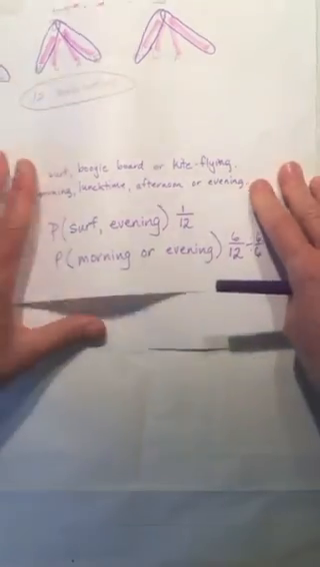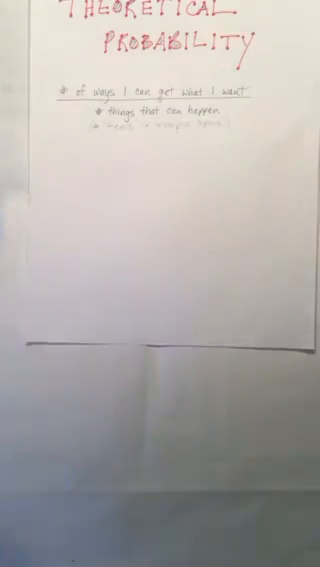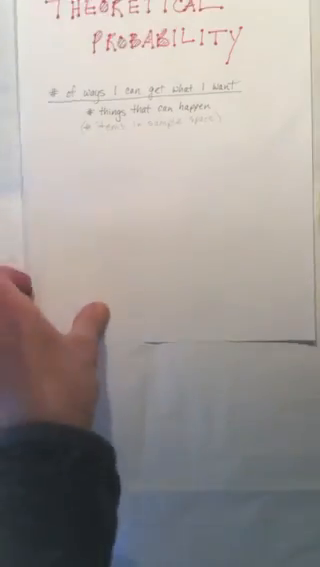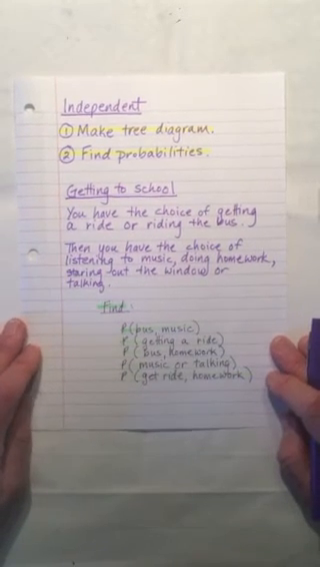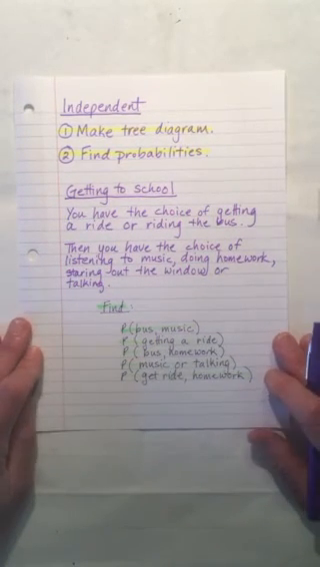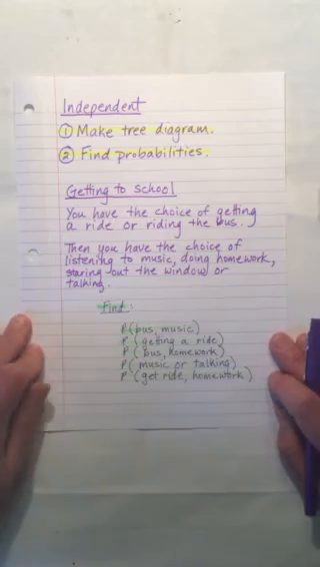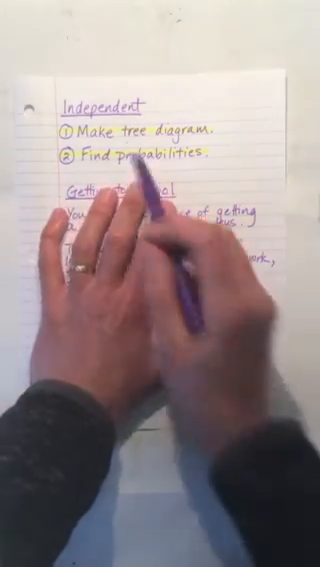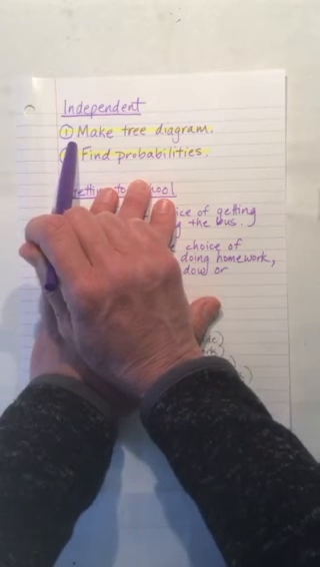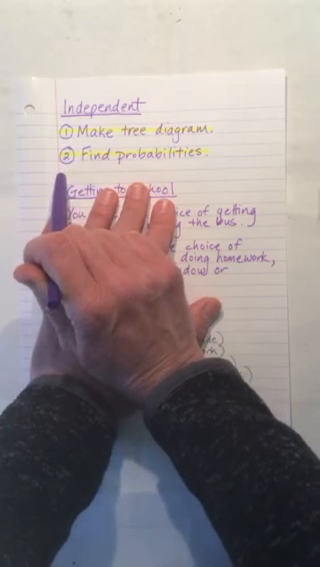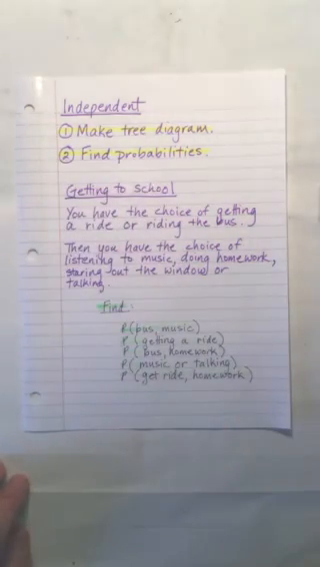Okay, so I want to give you your independent work. I'm going to be the first to admit that this is challenging, but I know that you can do it because we've practiced each of these skills separately pretty extensively, I think. So there are 2 directions on your independent work for today. First thing you're going to do is make a tree diagram. The second thing you're going to do is find the probabilities that I'm asking you about.